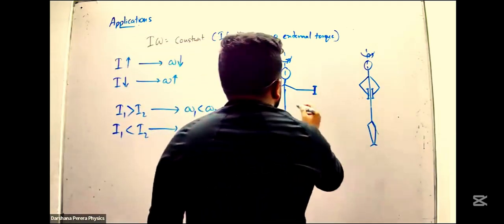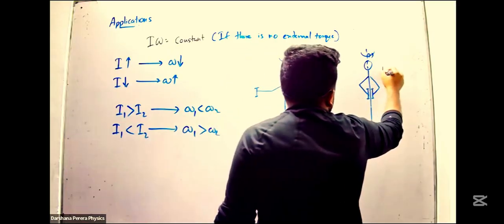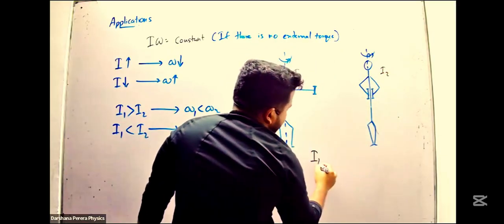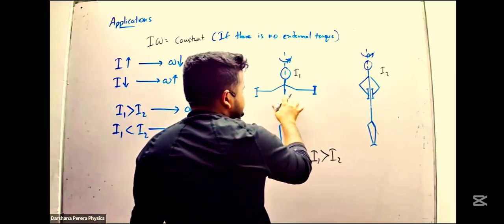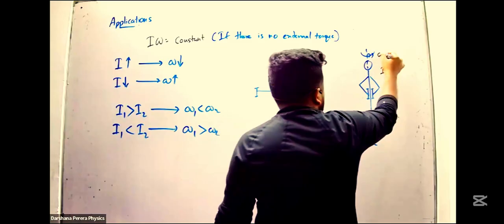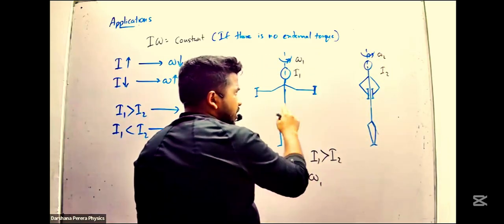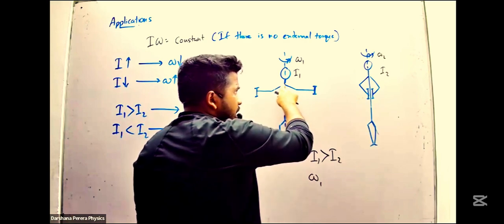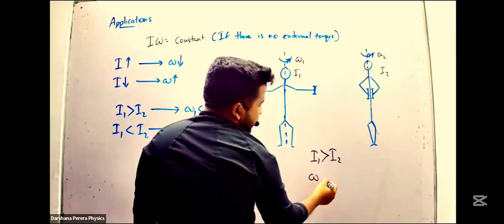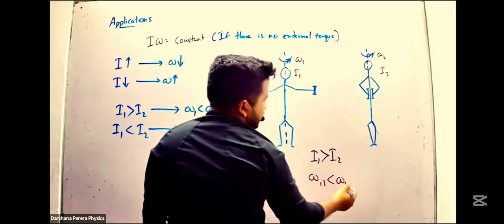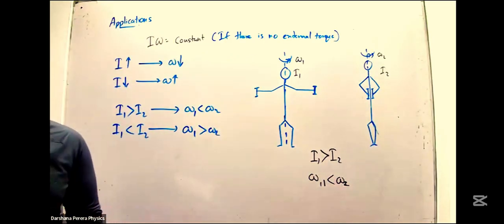Previously I1, then I2; we know I1 is greater than I2, right? The mass distribution is higher in this case. Therefore, comparing omega 1 and omega 2, omega 1 should be less than omega 2. Okay, write down this one.